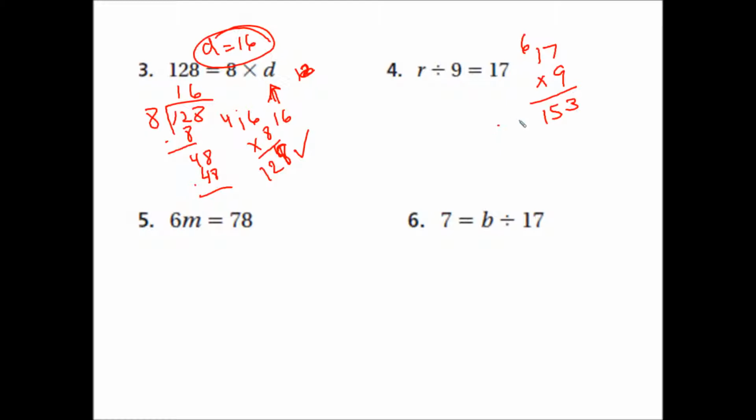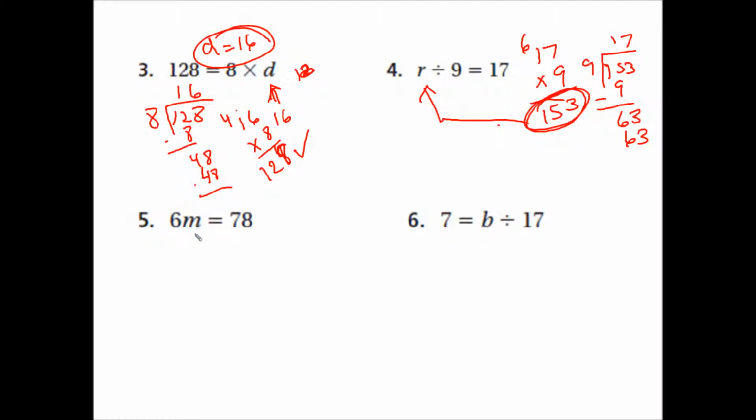And if I want to make sure that that's the right answer, I take that and I replace R with this number and just calculate this equation. So 153 divided by 9. Let's see if we get 17. 9 goes into 15 one time, and I get 6. Bring down the 3. 9 goes into 63 7 times exactly. So I get 17. So R does equal 153. So that's my correct answer.